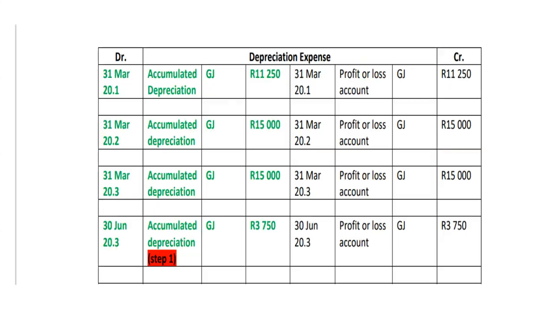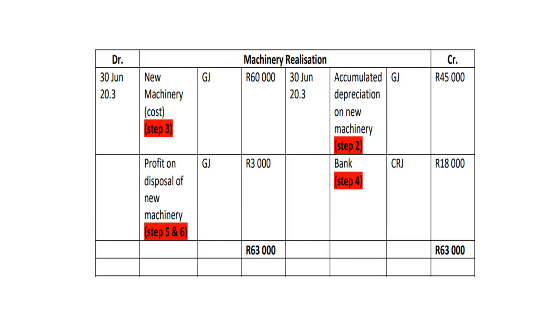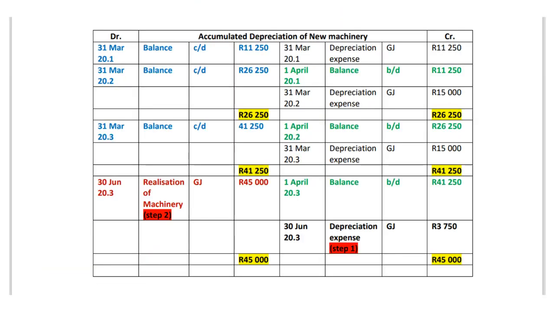The same will go for your accumulated depreciation. Accumulated depreciation, we said it is debited by how much? By 45,000. And what did we credit? We credited the realization account. When you go to the realization account, you say machinery realization account is credited by how much? By 45,000, because we have debited the accumulated depreciation on new machinery by 45,000. So step 2 and 3, we've already transferred to the machinery realization account. What else are we left with here? Okay, so step 2 and 3, it's done.